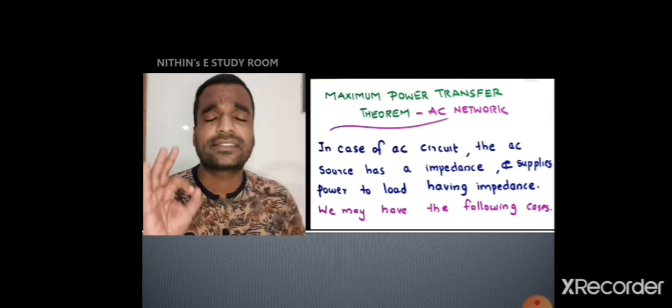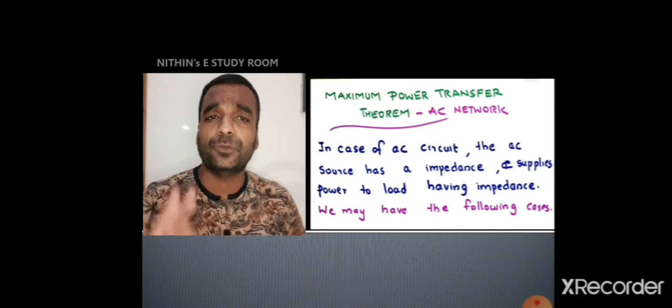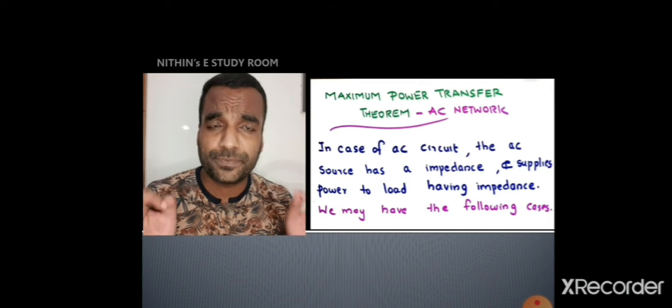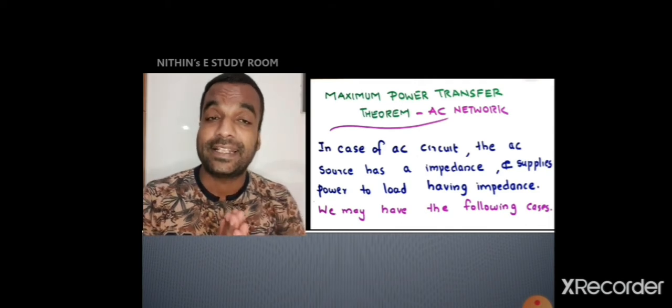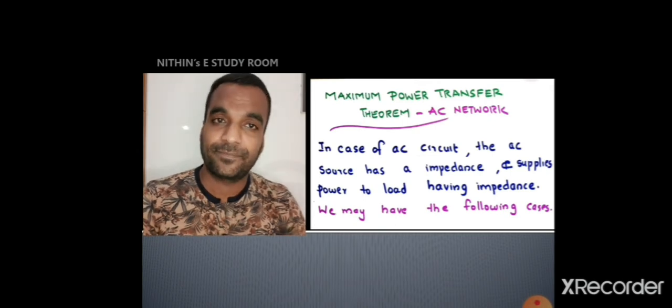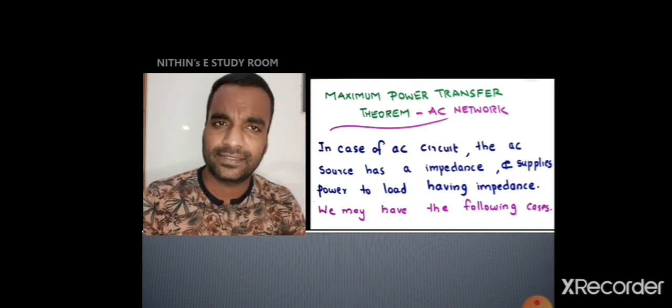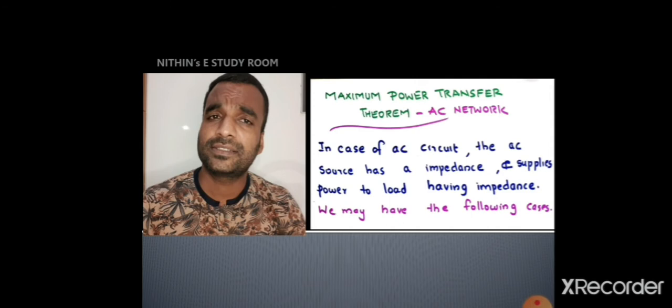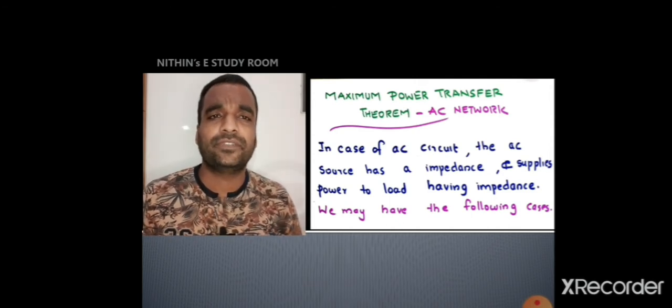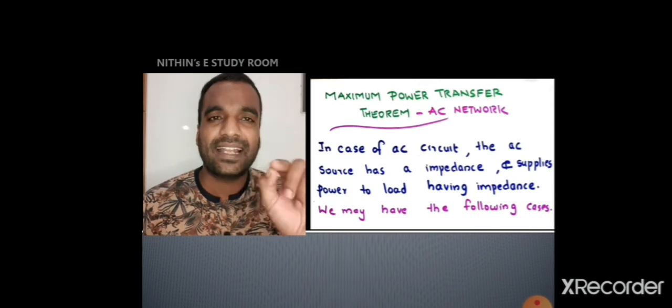Anyhow, the load is going to be specified by its impedance Z. So Z is having R and X. X means reactance. It may be reactance of inductance or reactance of capacitor. Anyhow, in general discussion, we are specifying it as XL and RL.